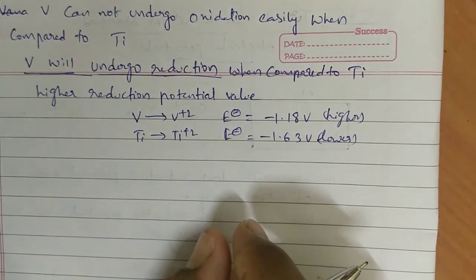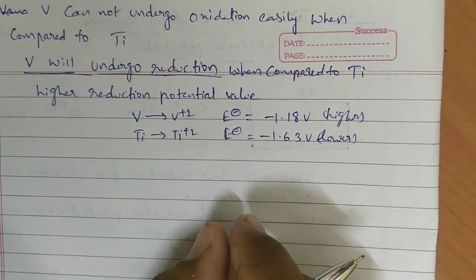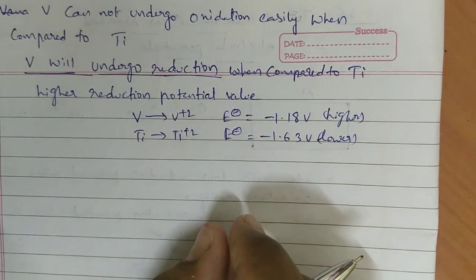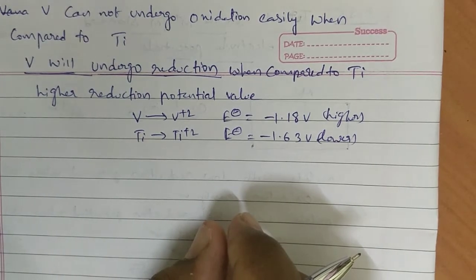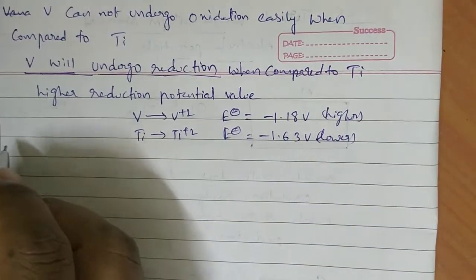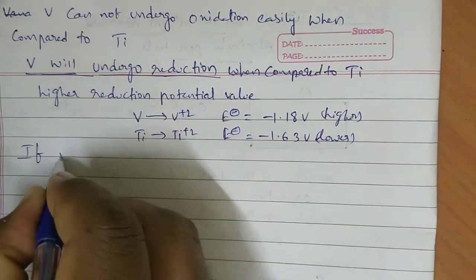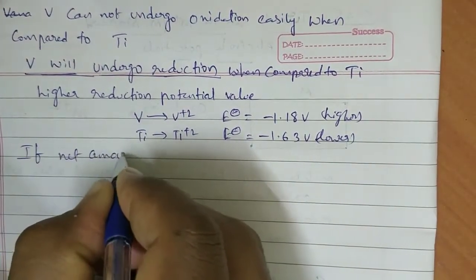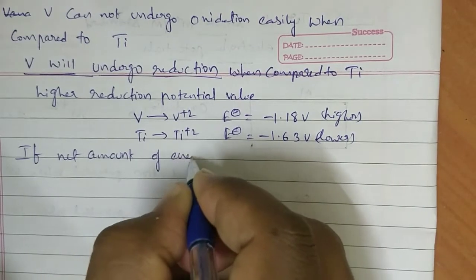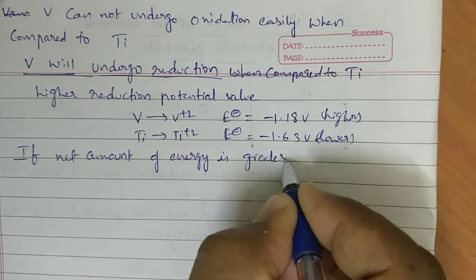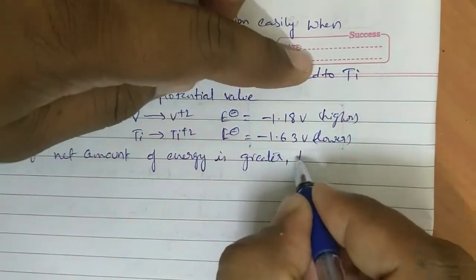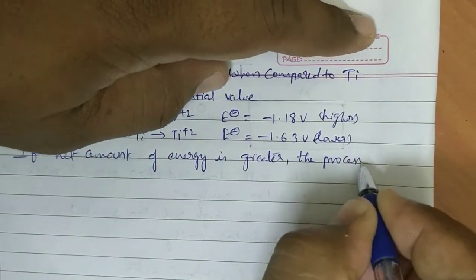By seeing enthalpy of atomization, ionization energy 1, ionization energy 2, these three energies will be absorbed. Hydration energy will be released. Net amount of energy, by seeing that one, if net amount of energy is greater, the process will not take place easily.